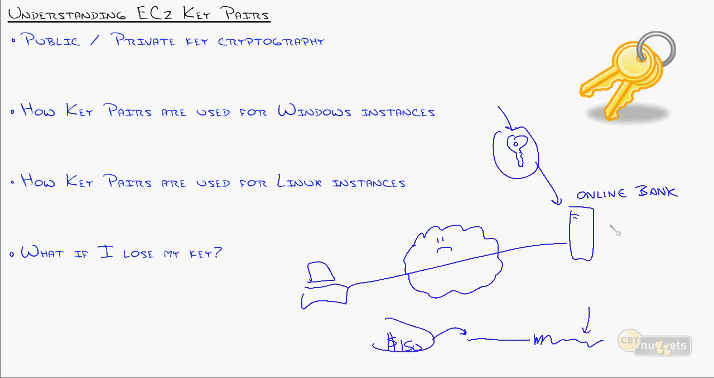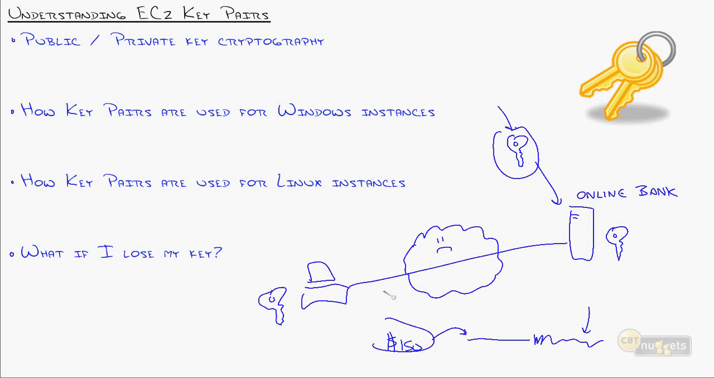So to do encrypted communication, I would have the online bank have the key and I have the key, and then we just encrypt it between us. That's simple, but how do you get the key?